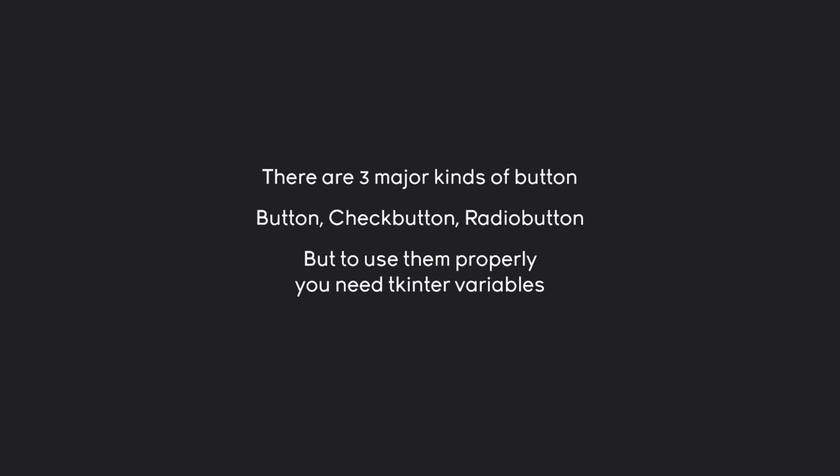So, there are three major kinds of button. We have a button, a check button, and a radio button. And a really important thing here is that to use them properly, you are going to need tkinter variables. The stuff I have covered in the last section. But, well, let's jump right in and let's have a look.